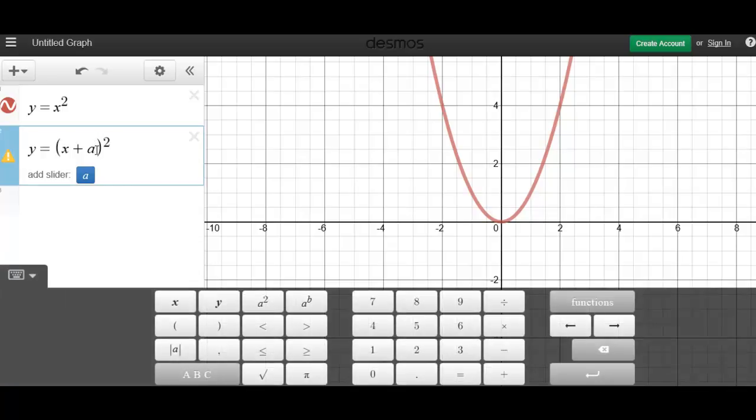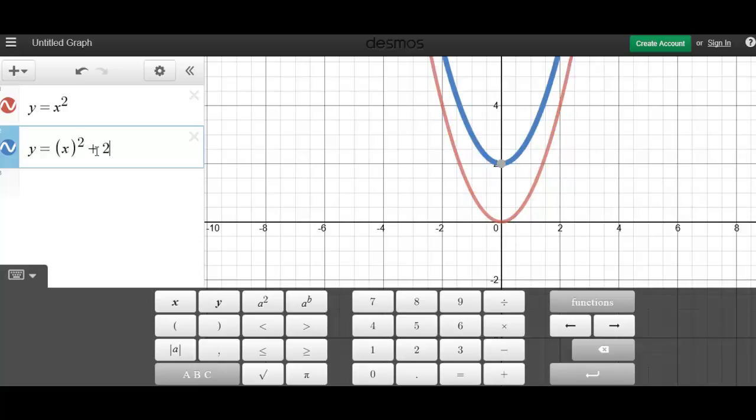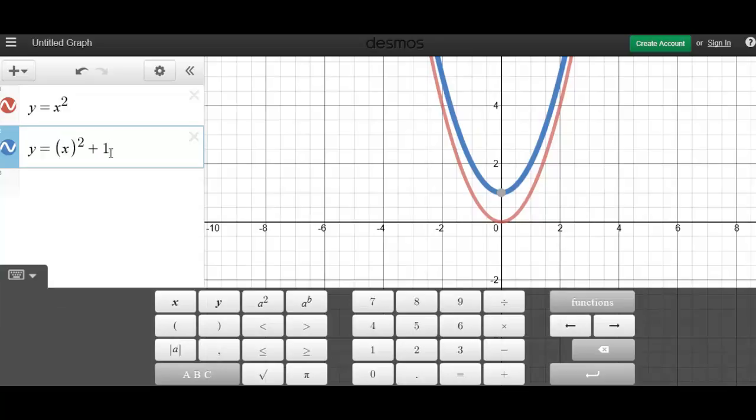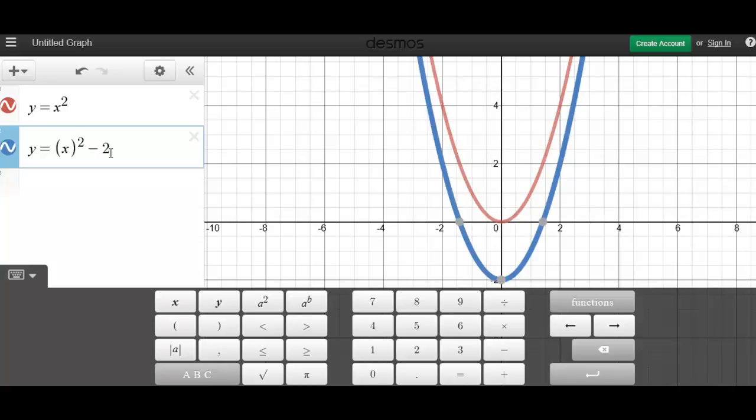Okay. One more thing we wanted to talk about is what happens when you put a number on the very end, after the squared part. So let's say plus 2. See what happened to the parabola? It moved up 2. There's no weird stuff going on here either. The plus 2 really means it goes up 2. Okay? And if I go plus 1, it's up 1. If I say 0, well, it's right at 0. But if I say minus, let's say minus 2. See, the blue parabola went down 2.